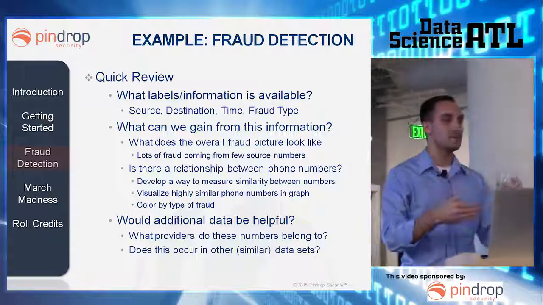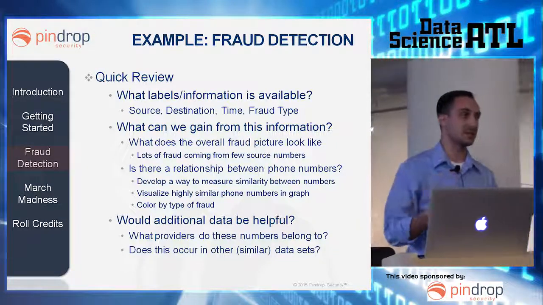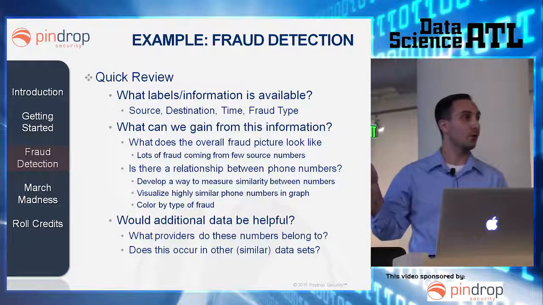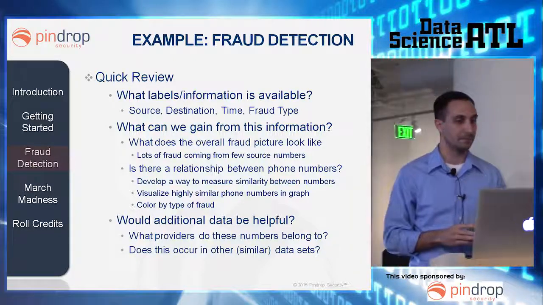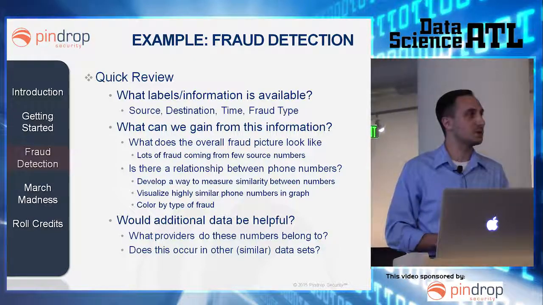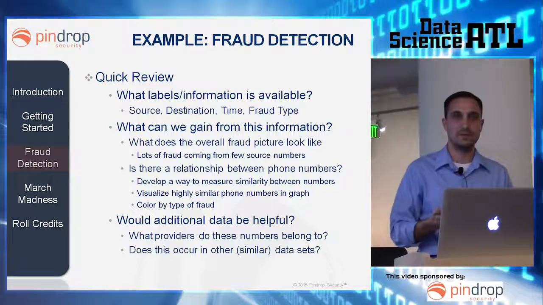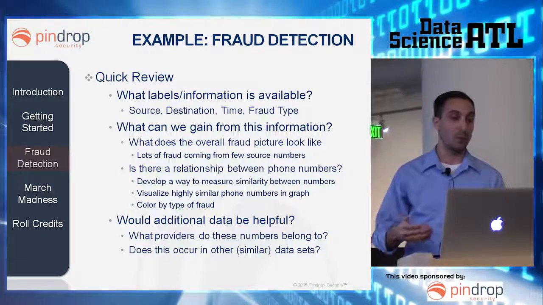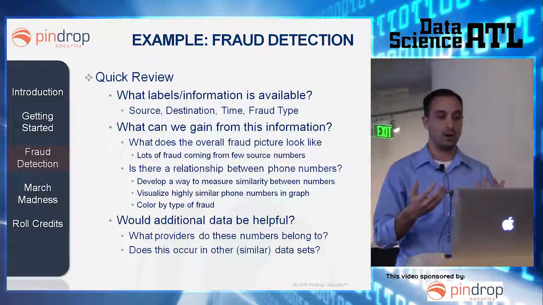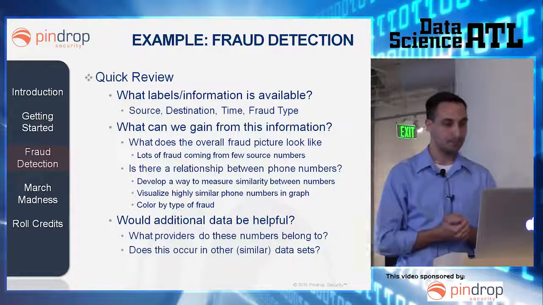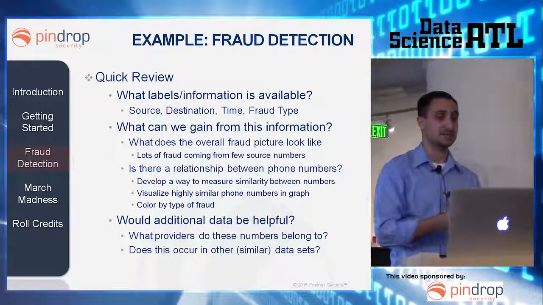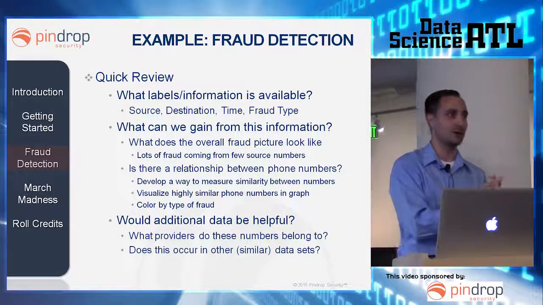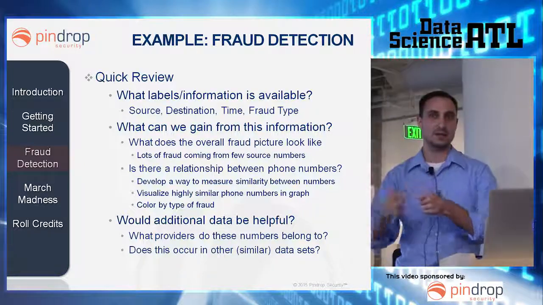So then we develop a similarity metric, visualize this because it's always a good idea to visualize your data, and then color by fraud type, and lo and behold, there are some relationships in the data. Very cool. So then we always want to ask ourselves, okay, what additional information would be helpful? What would improve our true detection rate? Or what would improve the clustering and make it more effective in detecting fraud? So some questions we could ask: what providers are these numbers coming from? Are they like Google Voice or Skype callers that are always perpetrating this fraud?